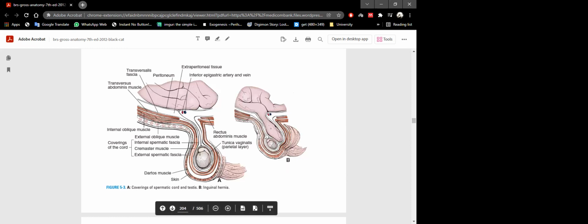And the last, someone asked what muscles again? Just look at it right here. The muscles are the internal and the external. The internal and the external will go in with their aponeuroses. Not the transversus abdominis. This one just makes a ring. The rest goes down and makes the cremaster muscle. Okay.